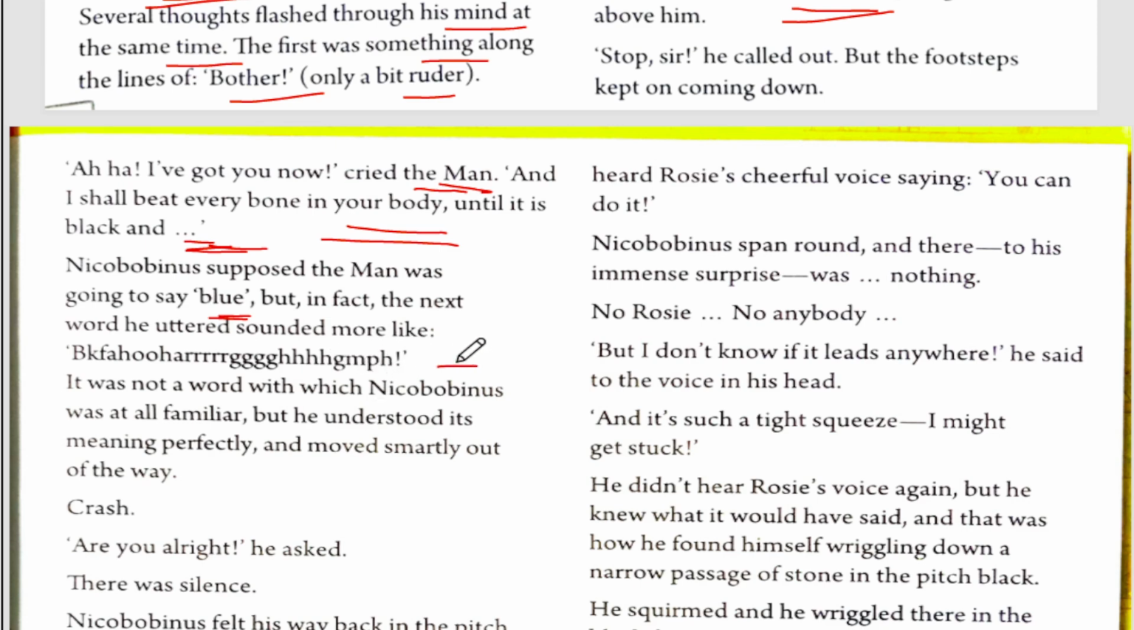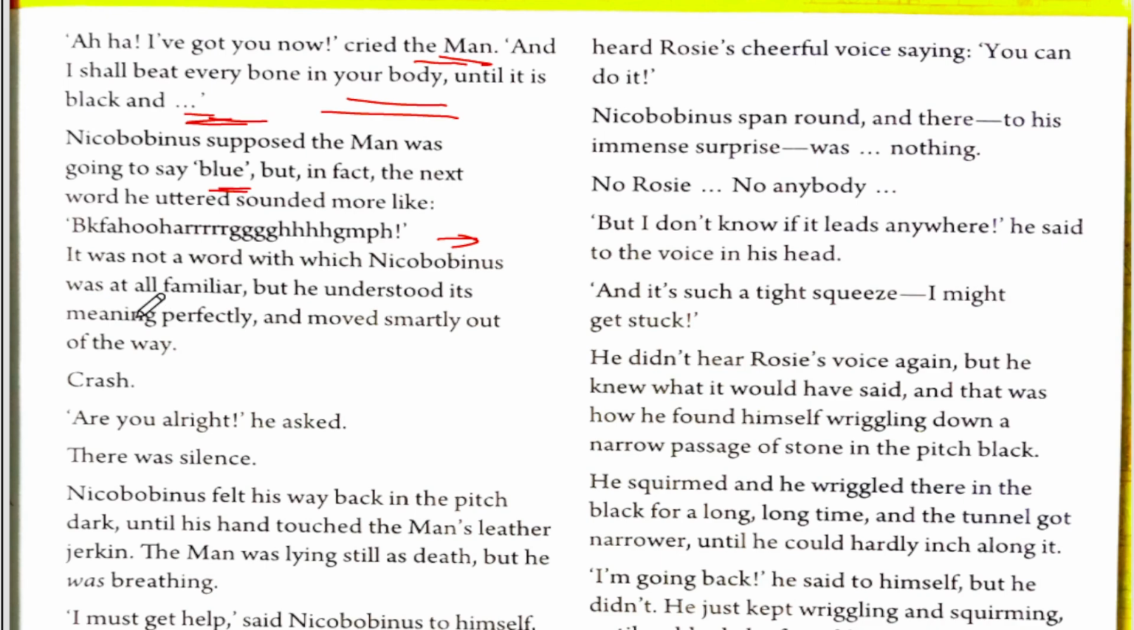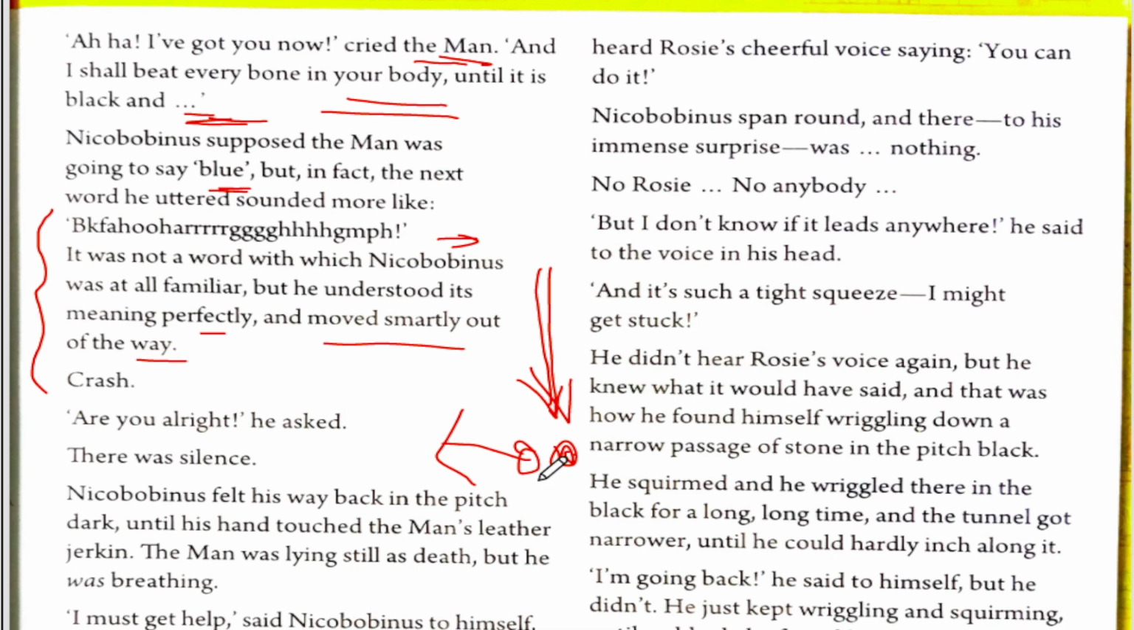This is some incoherent word. You can read it as you want. Now, it was not a word with which Nicobobinus was at all familiar, but he understood its meaning perfectly and moved smartly out of the way. At this point, Nicobobinus understood that this was not any particular word and the man was falling down the stairs. So, Nicobobinus moved his way because the man would directly come down and fall at this place. If Nicobobinus was standing here, he would also be injured by the fall of the man. So, Nicobobinus shifted to another side. Now, after that, crash. Now the man has fallen down.